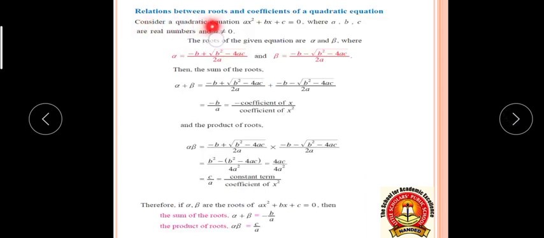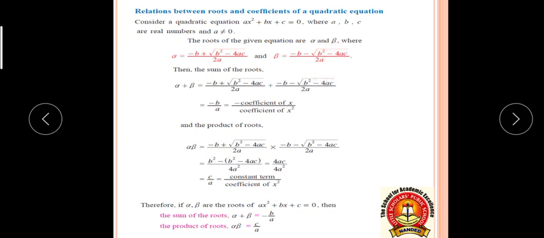Next, the relation between the roots and the coefficients of a quadratic equation. Consider the quadratic equation ax square plus bx plus c is equal to 0, where a, b, c are real numbers and a is not equal to 0. The two roots are alpha and beta. So alpha is equal to minus b plus square root of b square minus 4ac upon 2a, and beta is equal to minus b minus square root of b square minus 4ac upon 2a.